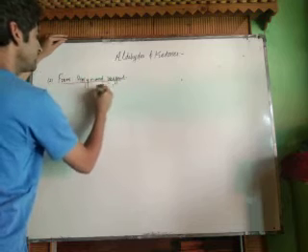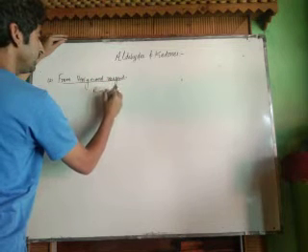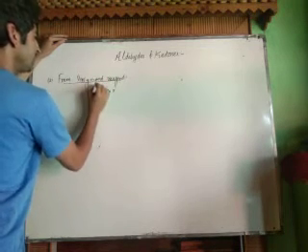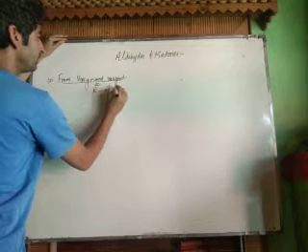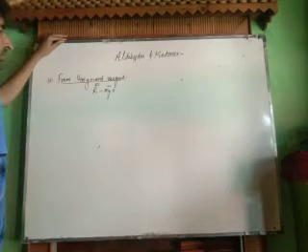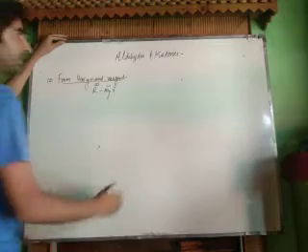Grignard reagent, what's Grignard reagent? It's RMgX. It's R negative, actually, Mg2 plus X negative. This is Grignard reagent. How is this Grignard reagent formed?